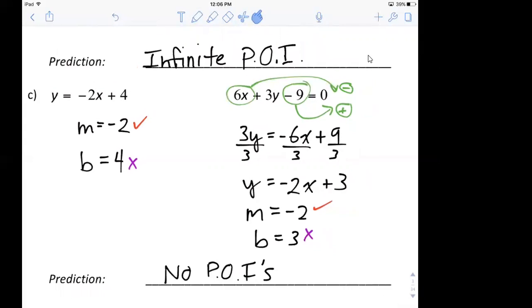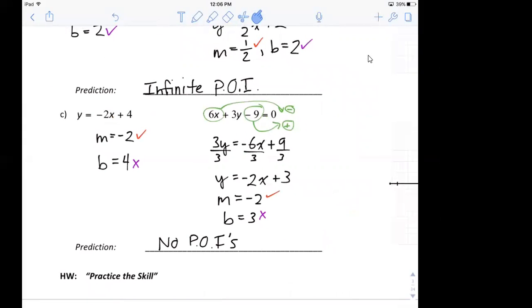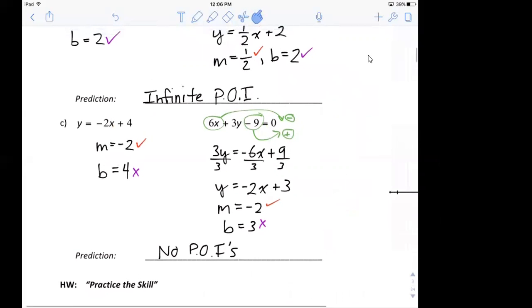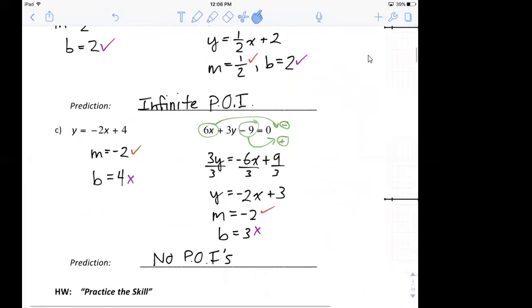So again, take some time to use the graph space beside or a separate piece of graph paper to try and graph these out and verify that you did get the same things that we predicted in each of these cases.